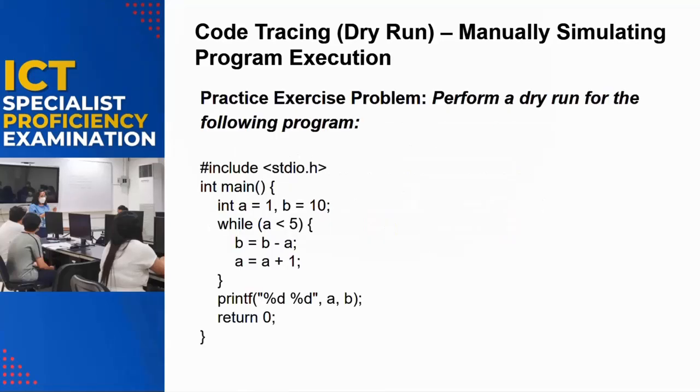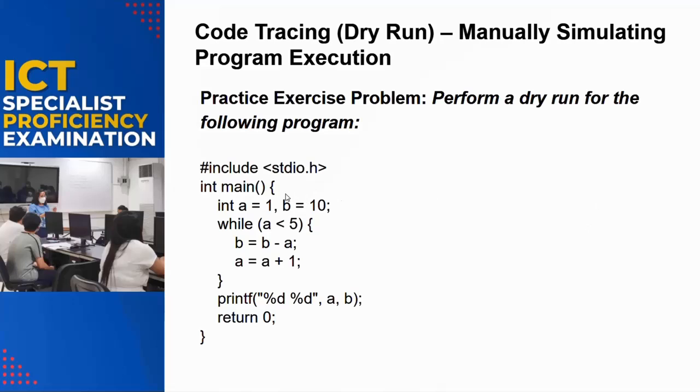Now, we have here the example or dry run activity for code tracing practice. Our objective is to perform a dry run of a given C program by manually simulating its execution step by step using a trace table. For our instruction, you list all variables, identify the variables used in the program, which is variable A and variable B, and track their values.